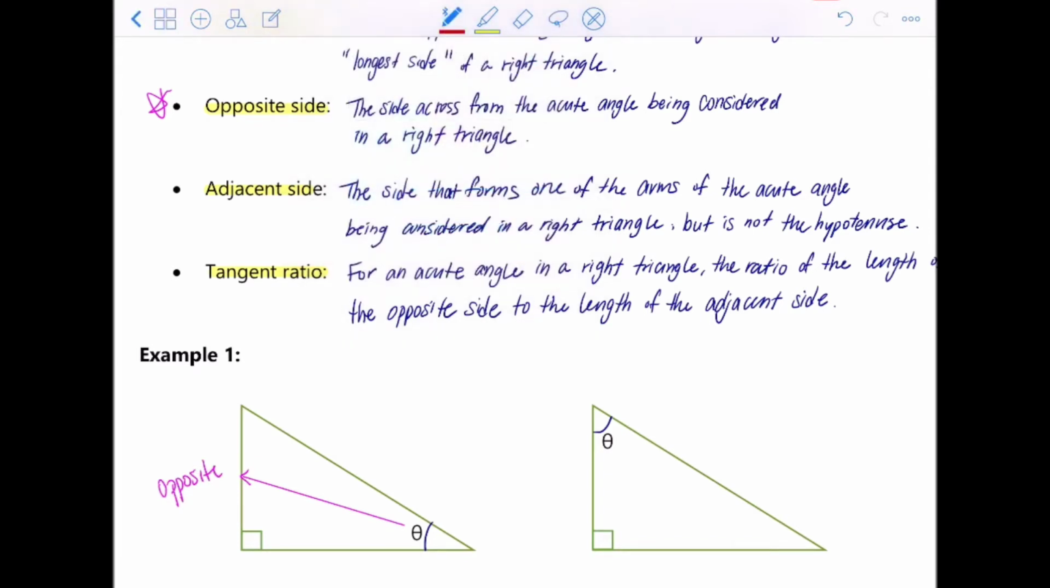whereas the adjacent side is the side that forms one of the arms of the acute angle. By the way, acute means it's under 90 degrees. So in this case, it will be theta. And theta is an acute angle, so the arm that touches the angle will be this side. Because it's not the hypotenuse, we need to make sure that we leave that alone. That's the adjacent side. And the longest side of a right triangle is always called the hypotenuse.